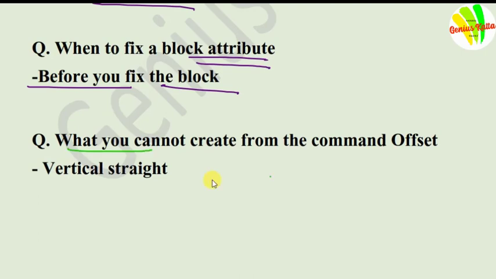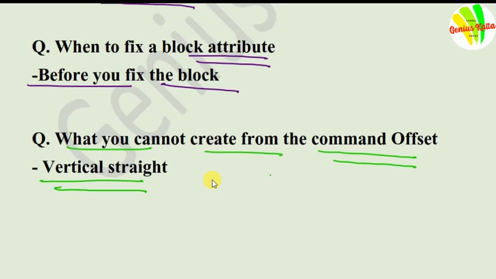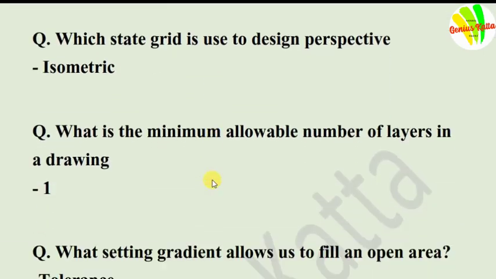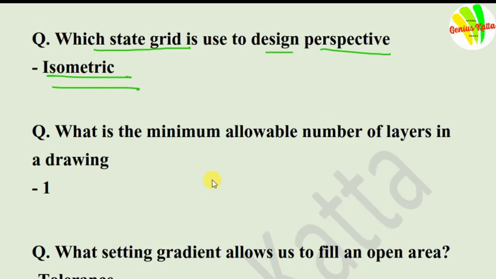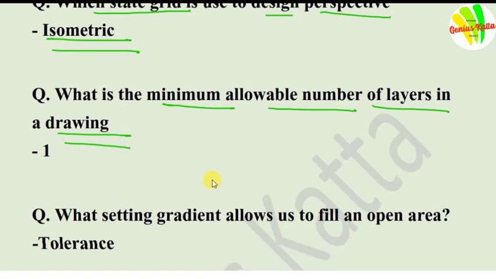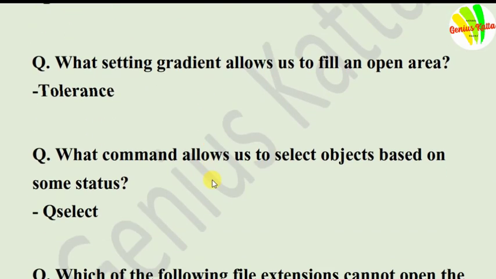Next question. What can you not create from the offset command? Answer is vertical state. Next question. Which state grid is used to design perspective? Answer is isometric. What is the minimum allowable number of layers in a drawing? Answer is 1.